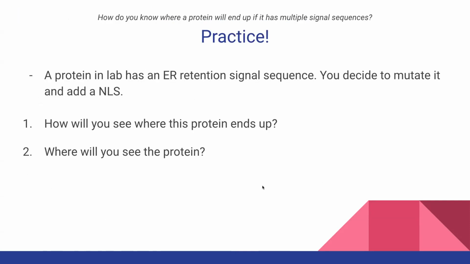Okay, and here's a little practice question. A protein in the lab has an ER retention signal sequence. You decide to mutate it and add a nuclear NLS. First, how will you see where this protein ends up? And second, where will you see this protein? We'll give you a few minutes to answer that.